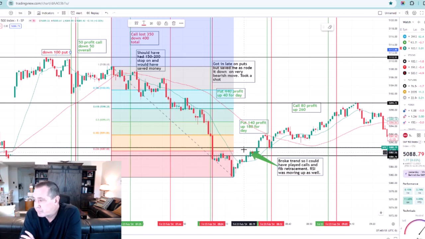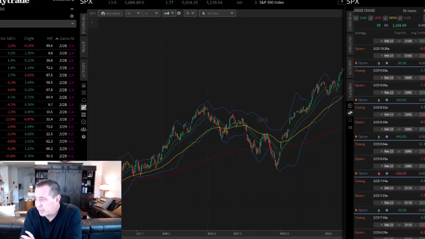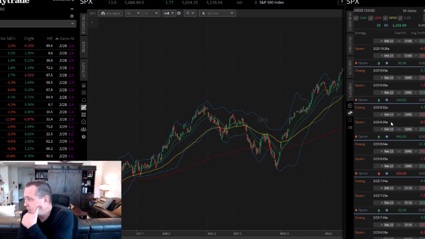So let's see. I got in a little bit late on the puts. I could have made more if I got in earlier on those. Up 40 for the day. Here was the next trade I made. I did a put. I was below the line, so I followed my rule there. And I profited $140 because I bought a put here. I caught that little down move in a short time from 8:30 to 8:32. Right here, 8:30 to 8:32, $140 profit.